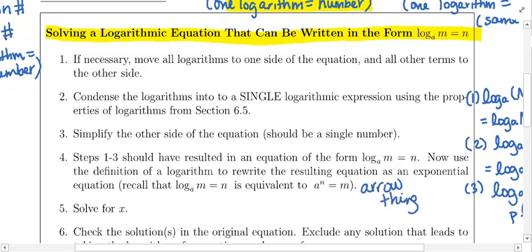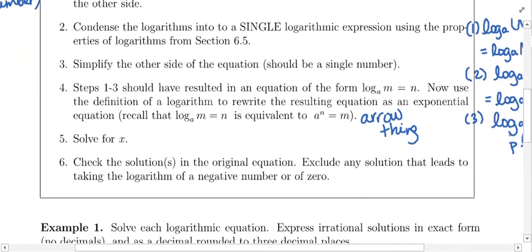Okay, once your equation looks like one logarithm is equal to a number, you're going to do the arrow thing on it. That's going to get rid of the logarithm, and then you're going to be able to solve for x in step 5.